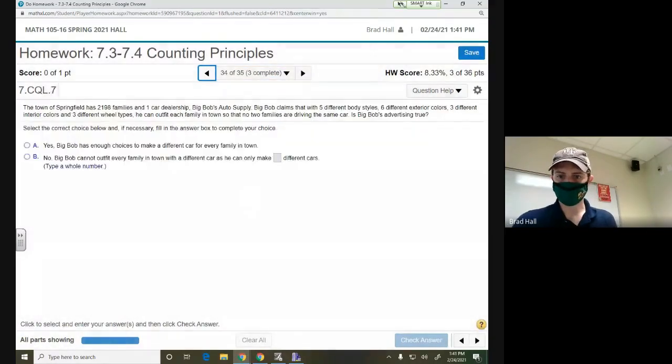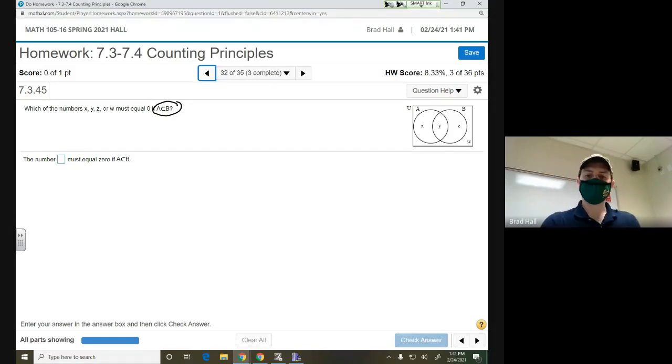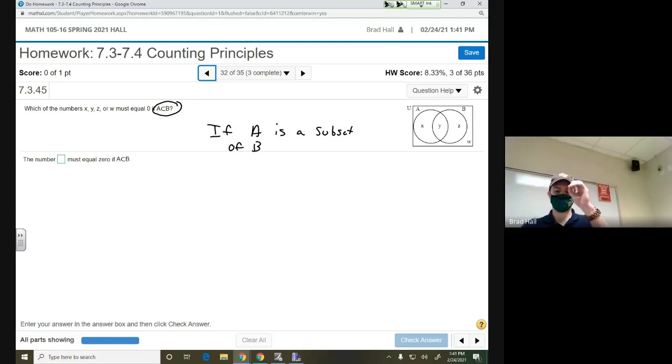That one might just be a combination one. It's another just straightforward combination. Same thing. I think 32 might be tricky because it uses a symbol that we haven't really used too much in this class. It means if A is a subset of B. So basically, everything that happens in A is part of this much larger circle that is B. So A is sort of trapped in B. So think about it that way.